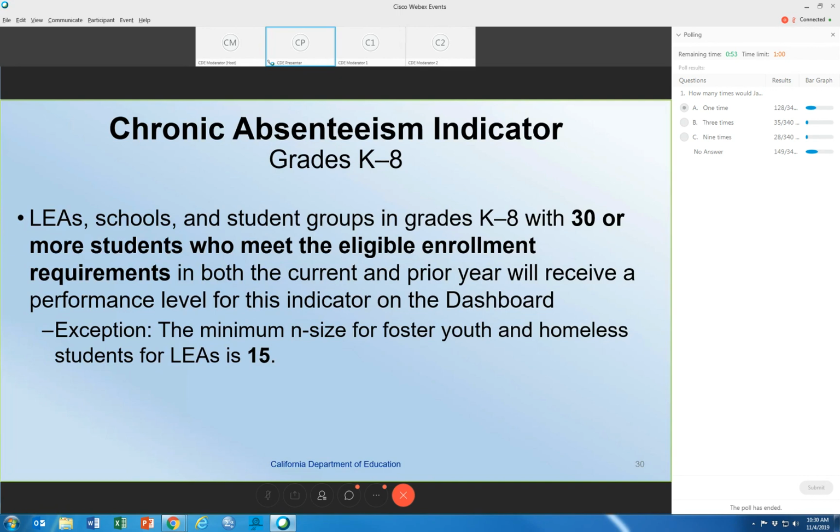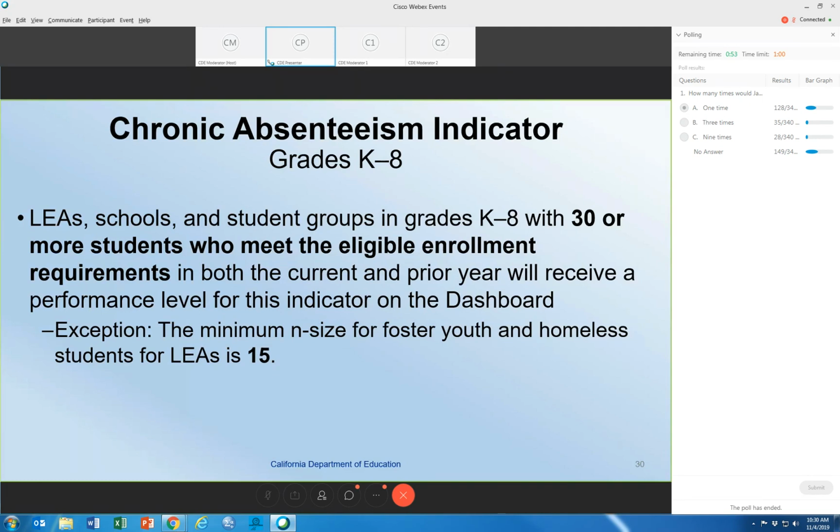For those that are included, those in grades K through 8, LEA schools and student groups in grades K through 8 with 30 or more students who meet the eligible enrollment requirements in both the current and prior year will receive a performance level for this indicator. Now we have this section here that's bolded that says students who meet the eligible enrollment requirements. We're going to review that in a couple of slides, so just keep in mind that for this indicator, we are talking about those who meet the eligible enrollment requirements.